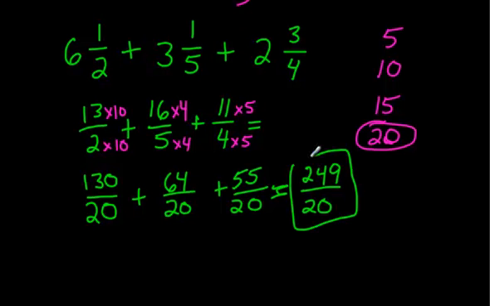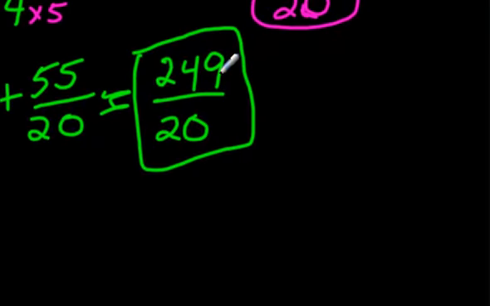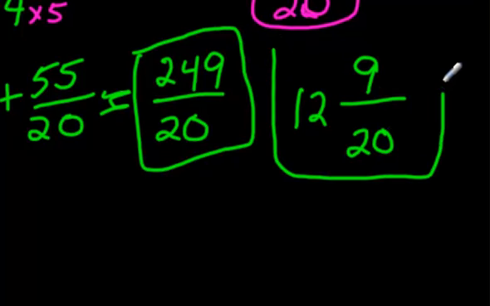Well, that is our answer. The only problem is we should really express this answer as a mixed fraction. So we got to think a little bit here. 20 times what is really close to 249? With a little bit of calculator work, I can see that 12 times 20 would give us 240. How much more do we need to get 249? We need 9. This is now a mixed fraction, and it's also our answer.